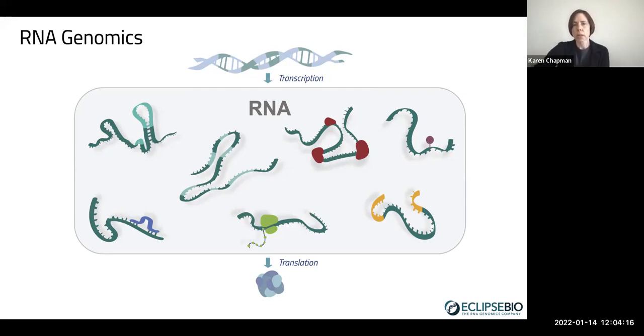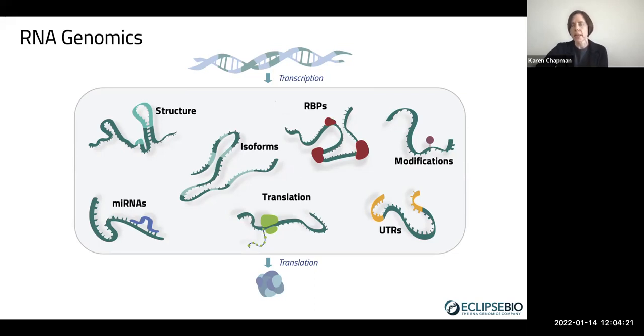So I want to talk a little bit about levels of regulation in RNA, and then we're going to dive into some specific genomics technologies that look at these different levels of regulation. I think you're probably all familiar with differential splicing that yields different RNA isoforms. But there are many other levels of regulation that can currently be addressed with NGS-based methodologies. So I'll be talking about those today.